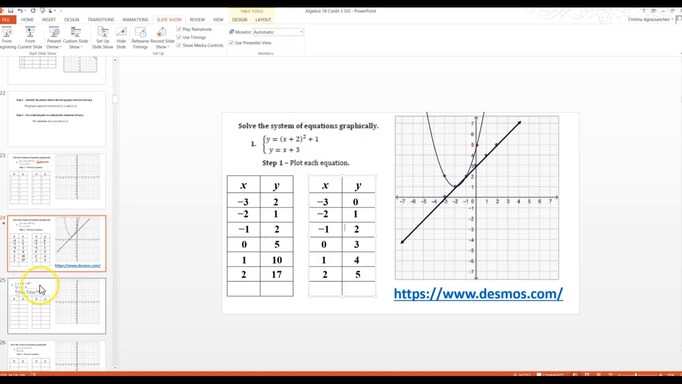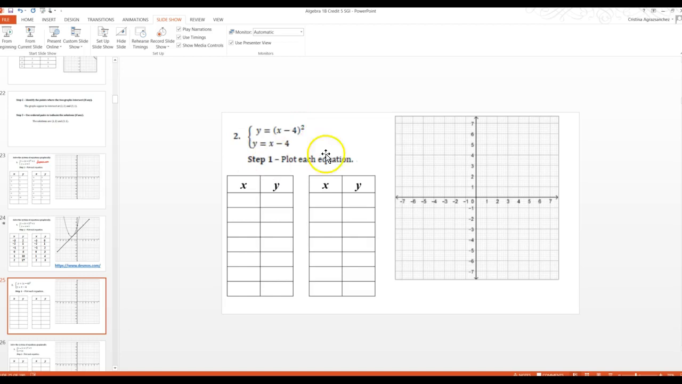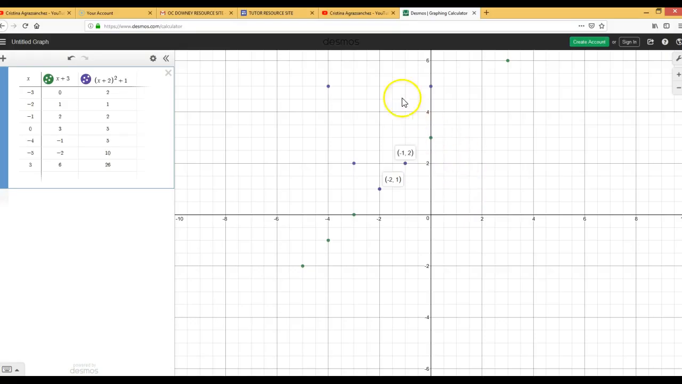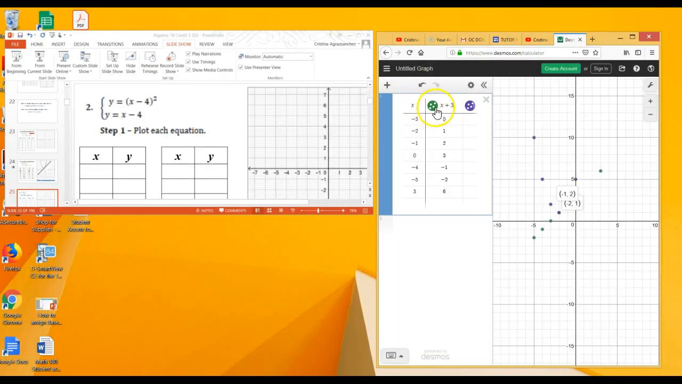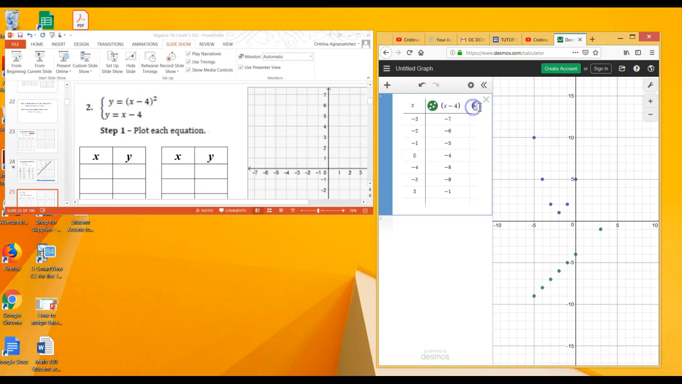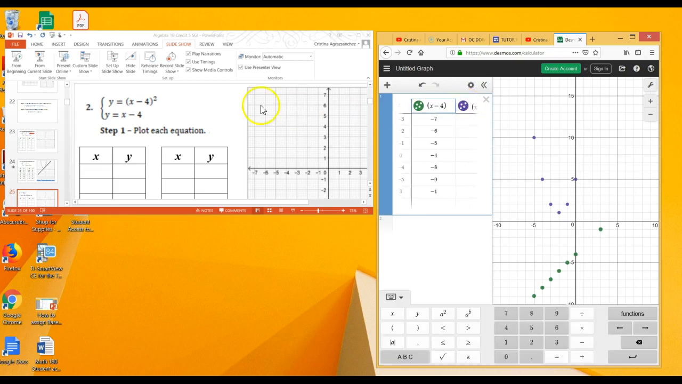Let's go on to number 2. We'll use that same thing. So I'm going to minimize the screen and keep those in mind. Let's pull up our internet browser and change up our equations. So that's parentheses x minus 4, and then for our other equation, x minus 4 squared. Let's put that in.